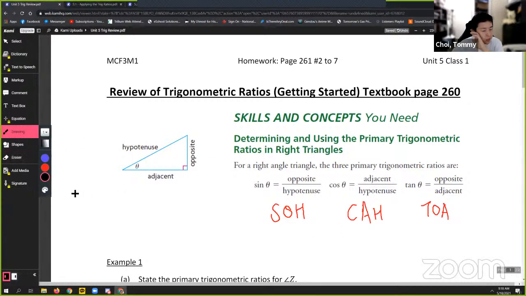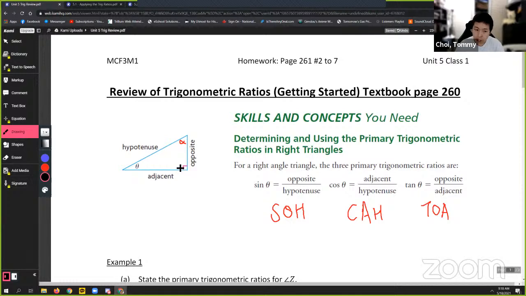Perfect. Okay, so what if in this triangle, instead of theta, I said, hey, can you find alpha here? Alpha is another letter I can use to represent a missing angle, right? So if this is alpha, can you determine what the other sides are relative to alpha? The one thing that doesn't change is the hypotenuse. The hypotenuse stays exactly where it is. Like I said, the hypotenuse does not change.